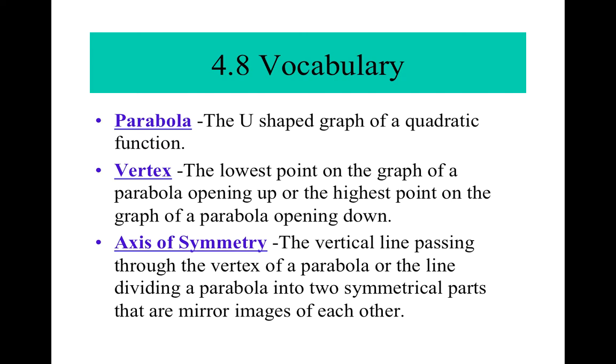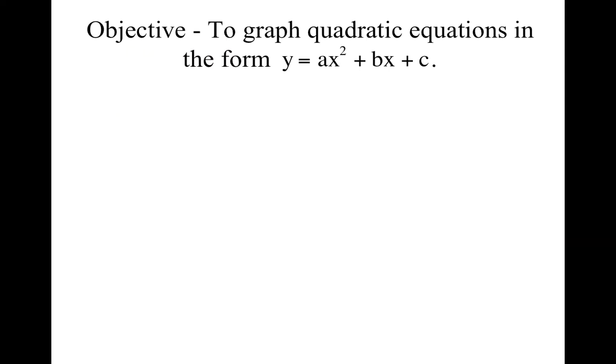So we have some vocabulary here that I would like for you to copy in your notes. Parabola, that's the first word, and it's the U-shaped graph of a quadratic function. Vertex, the vertex is the lowest point on the graph of a parabola opening up, or it could also be the highest point on the graph of a parabola opening down. We're going to see examples of that. An axis of symmetry, the vertical line passing through the vertex of a parabola, or the line dividing a parabola into two symmetrical parts that are mirror images of each other.